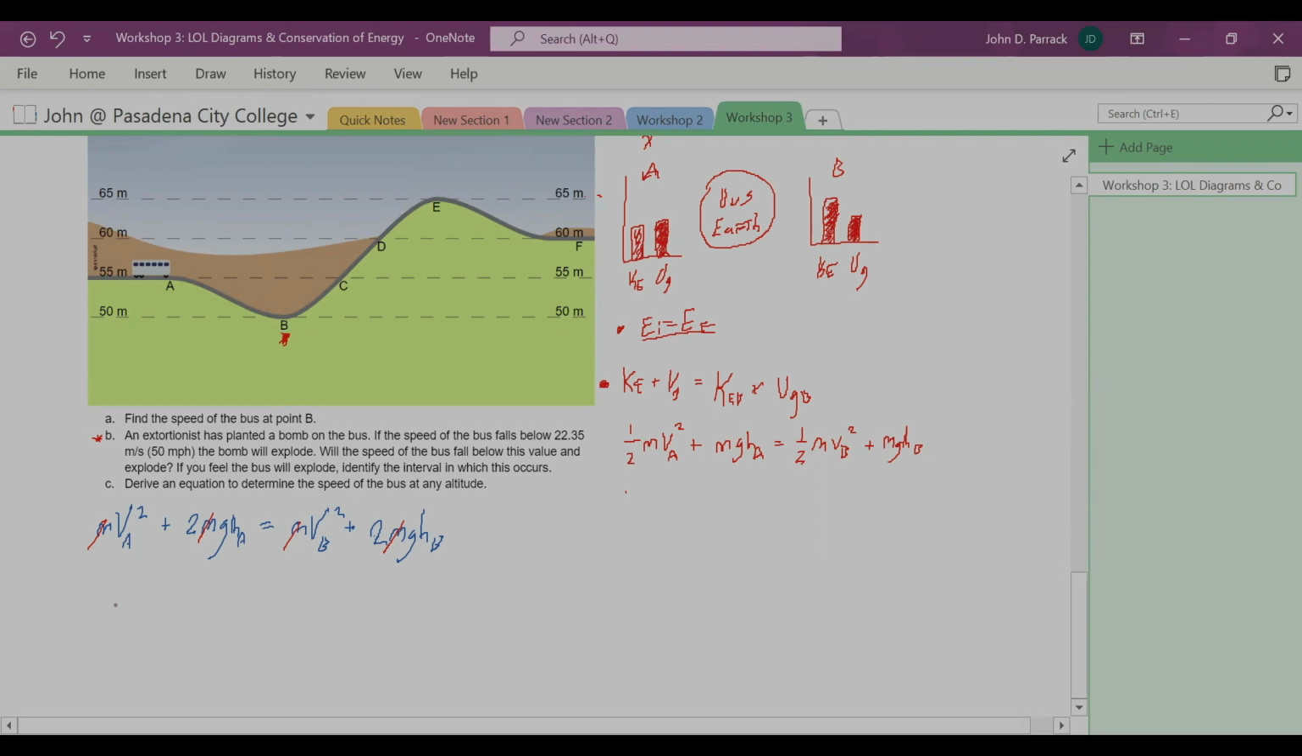We want to get VB alone. So can I do 2 moves at once as I do this? I want VB on its own. I'm going to say VA squared, and now I'm going to factor out, we've got a 2g here, and then this is going to become HA minus HB. So you see what I did there? I just subtracted both sides by 2gHB, and then I saw a common factor of 2g, and I factored that out.